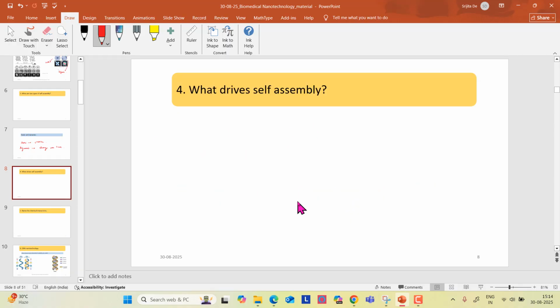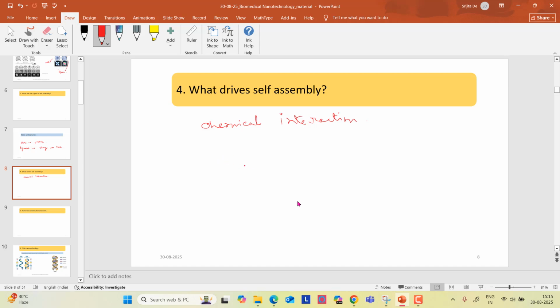Next, what drives the self-assembly? That means what kind of forces lead to this self-assembly of the molecules? So there are various forces. Mostly weak forces are there. So first one is the chemical interaction.